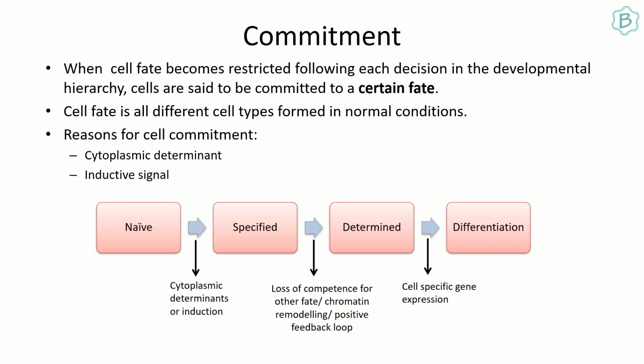Here is a flow chart. A naive cell is there. Once the cytoplasmic determinants and inductive signal act, they convert the naive cell to the specified one. Then the specified one gets converted to determined. Specified cells are labile, meaning they can revert to the original stage. But once they are converted to the determined one, they cannot revert their fate. That is the basic difference between specified and determined. Once it is determined, it will get differentiated.